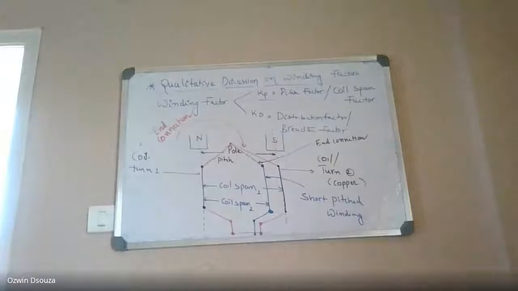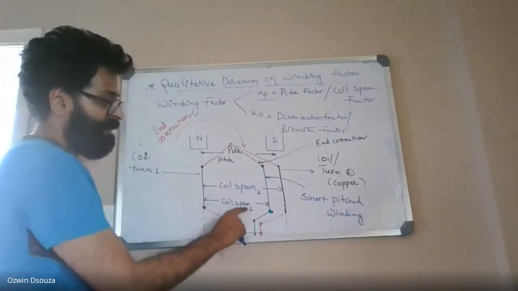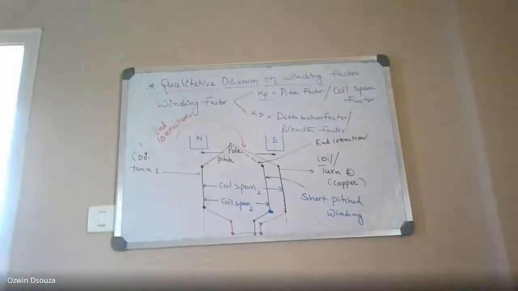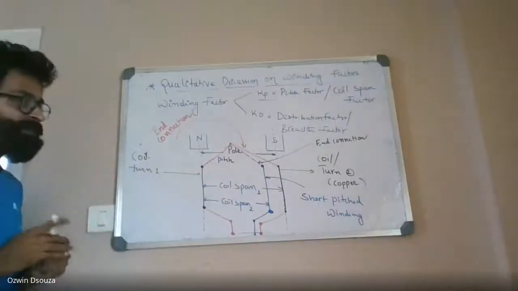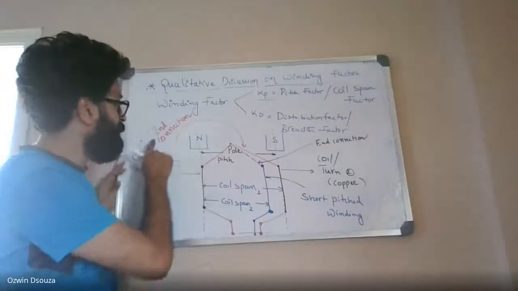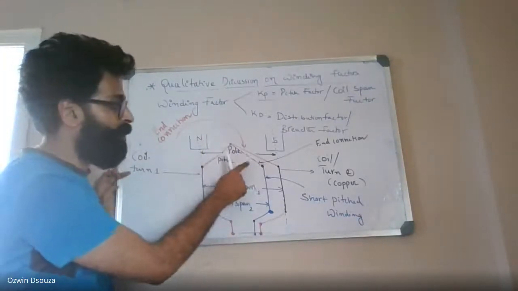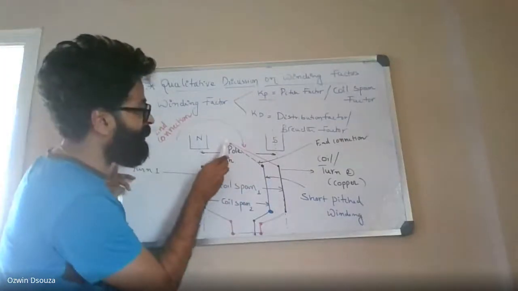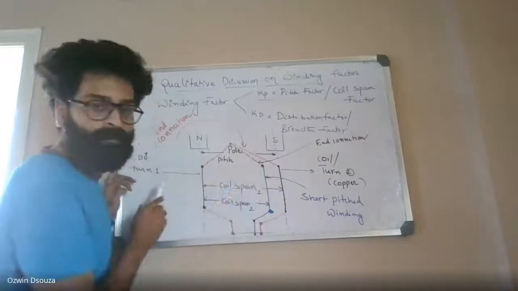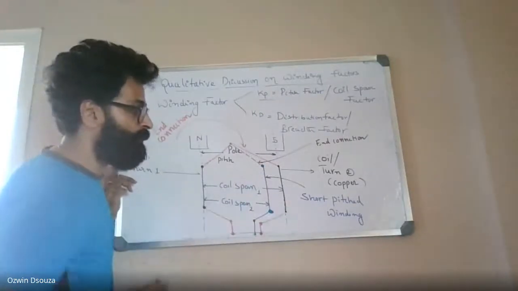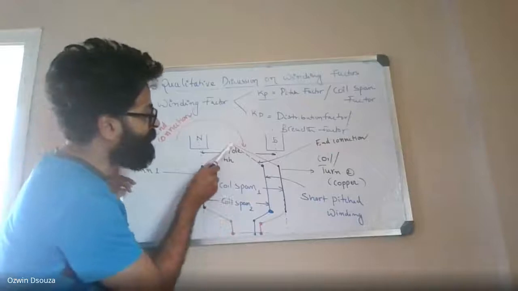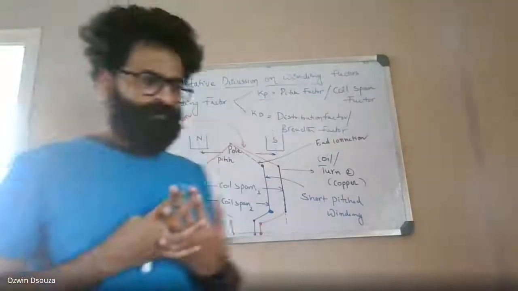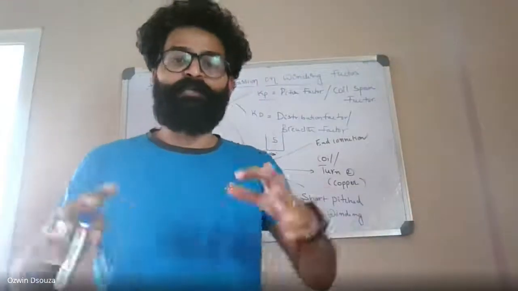In case of short pitched winding, the coil span is less than the full pitched winding coil span. Also, one noticeable difference is that the end connection is smaller for a short pitched winding. For a full pitched winding, you look at the length from here to here, the red line. On the other hand, if you look at the short pitch winding, you can see that the end connection is very, very small.